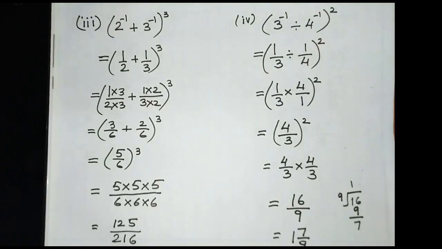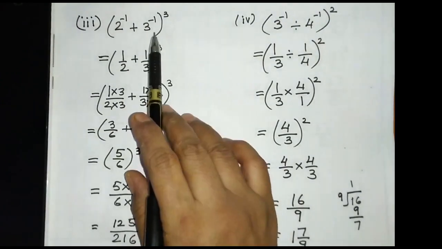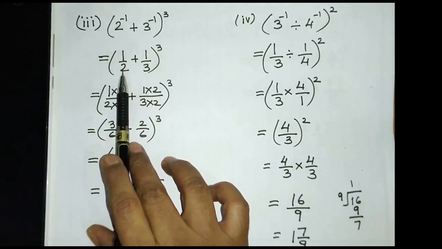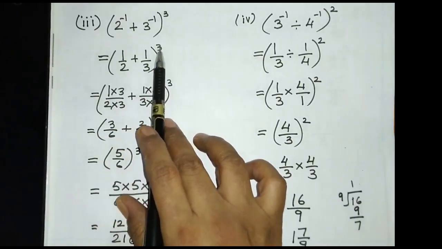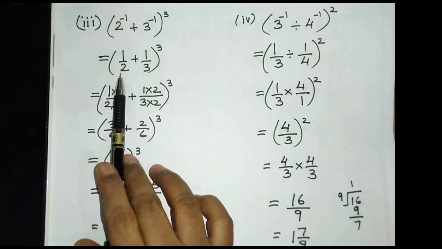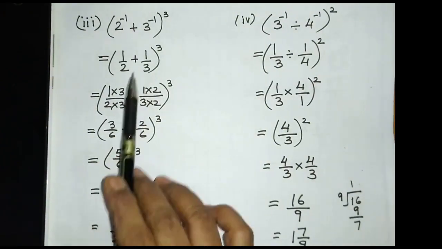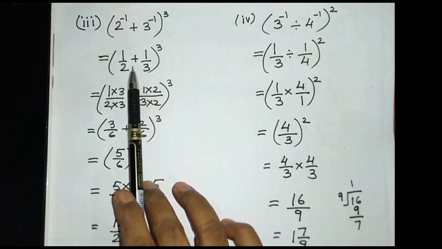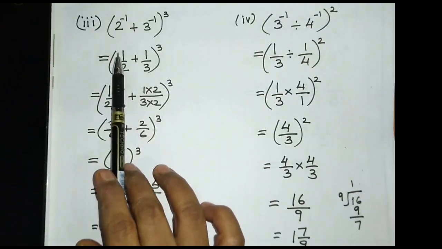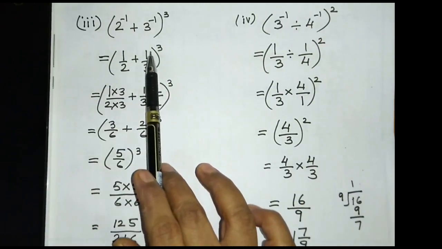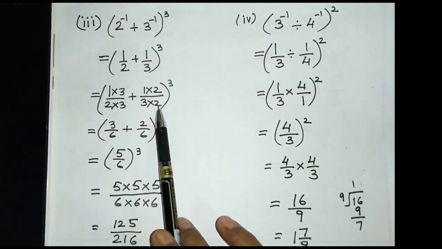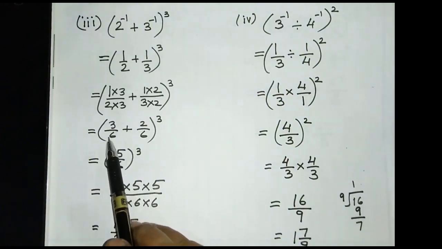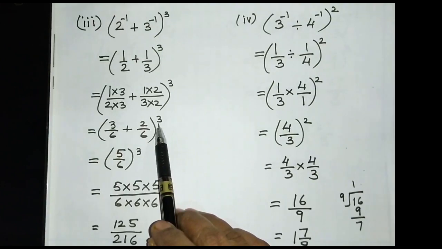A third sum, 2 raised to minus 1 and 3 raised to power minus 1. We'll first change the negative power to positive: 1 by 2 plus 1 by 3, raised to the power 3. Now, for adding these two fractions, we have to make sure that their denominators are equal. For making denominators equal, we'll multiply this fraction by 3 and this fraction by 2. So both will have denominator 6. So we have 3 by 6 plus 2 by 6, raised to the power 3.